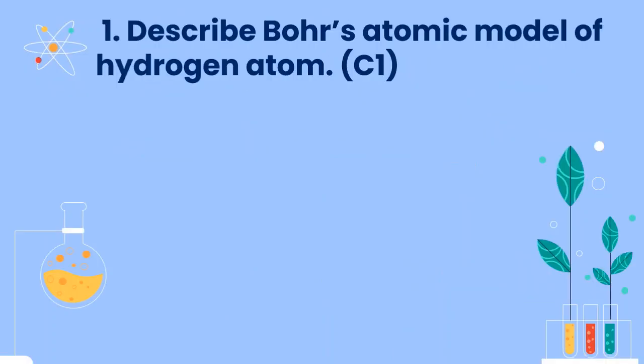Okay. The first question asks you to describe Bohr's atomic model of hydrogen atom. We've discussed this during our lecture last Thursday. What you have to do is include all four postulates inside your answer. Remember, Niels Bohr came out with 4 postulates explaining the atomic model of a hydrogen atom.